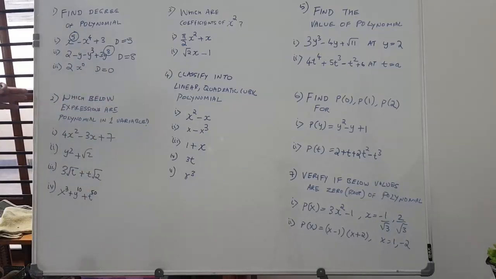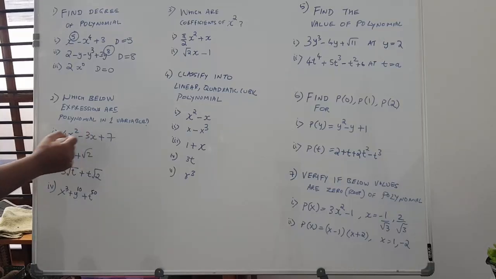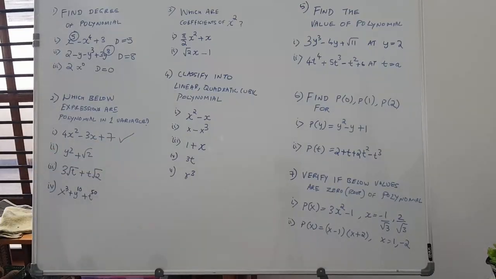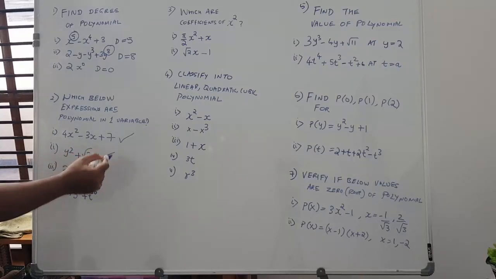Coming to the second problem, which of the below expressions are polynomials in one variable? If you look at 4x squared minus 3x plus 7, x is the variable. So this polynomial looks good. This is a polynomial. If you look at the second one, we have y squared plus 2. Again, y is the variable and this is also a polynomial.